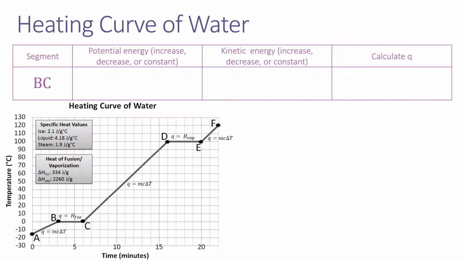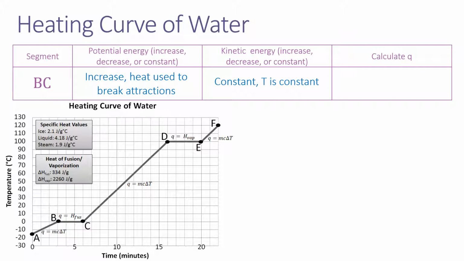The next segment is segment BC, which is our first flat piece. So here, kinetic energy is not changing. Kinetic energy is constant because the potential energy is increasing as the heat breaks those attractions, those intermolecular forces, so that we can get our phase change. So because temperature is constant, kinetic energy is constant.